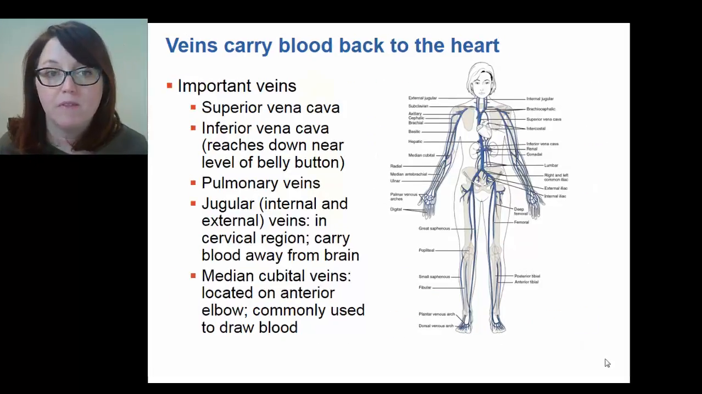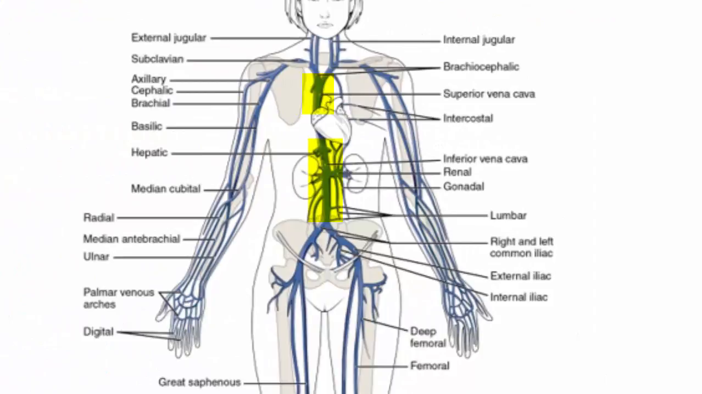Some important veins that we're going to find in the human body include the superior and inferior vena cava. Something you might not have known is that the inferior vena cava reaches all the way down the abdomen, almost near where your belly button would be. The pulmonary veins are the veins that are returning oxygen-rich blood from the lungs to the left atrium of the heart. We have jugular veins. We have internal and external jugular veins, and both of these are draining used blood from the head. And then we have the median cubital veins, which are located on the anterior elbow. And the median cubital veins are a common location used to draw blood from.